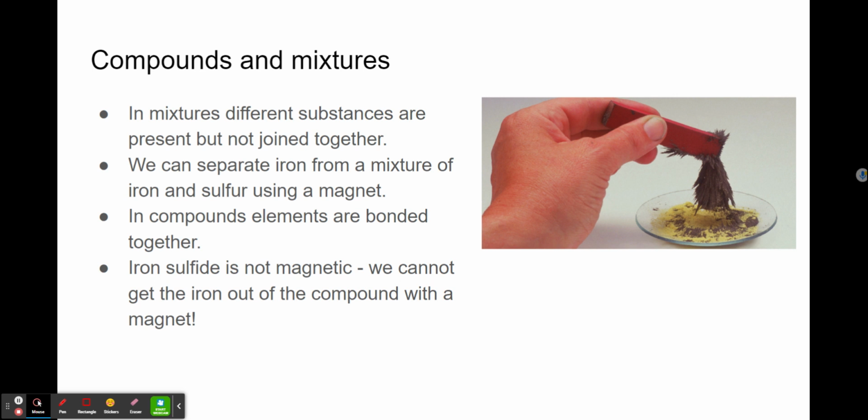Now, in a compound, as we've said already, the elements are bonded together. So we wouldn't be able to separate the iron from the iron sulfide because it's not magnetic. We can't get that iron out of there. It's joined to the sulfur, so we can't separate it in that way.